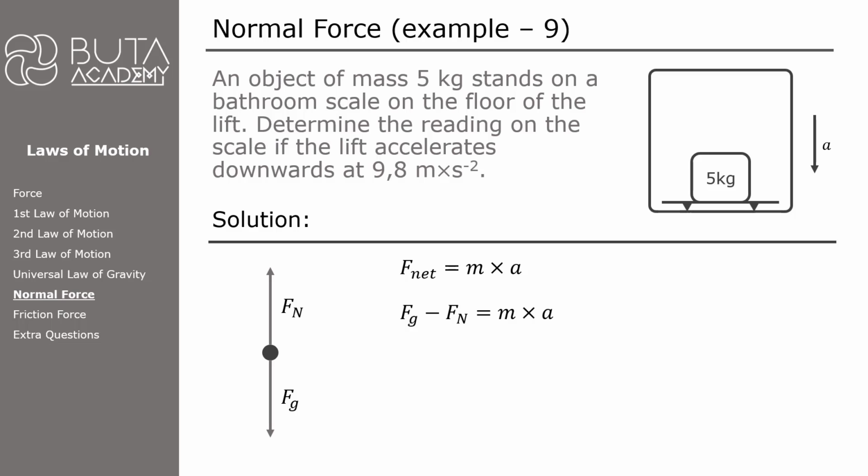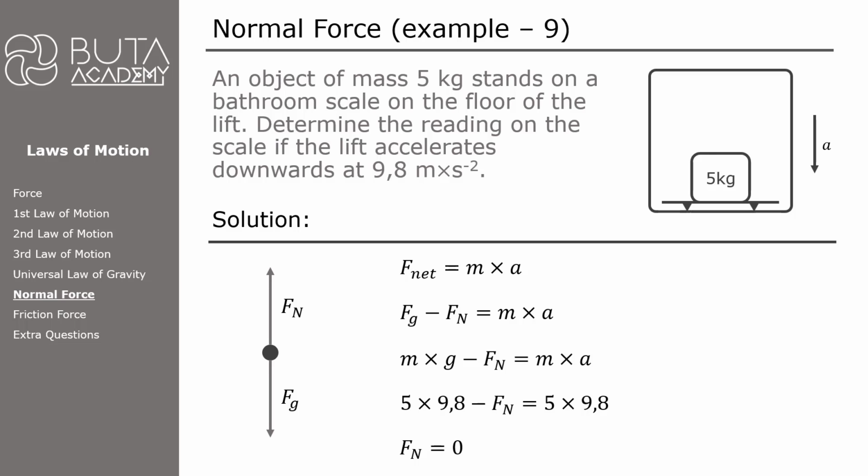Consider downwards as positive as the object moves downwards. Finally, we do substitutions. Mass of the object is 5 kilograms, and then both gravitational acceleration g and acceleration of the system a have the same value, 9.8. The normal force exerted on the object is equal to 0, which means the reading on the scale is 0 as well. The object is weightless, and this phenomenon is known as weightlessness.